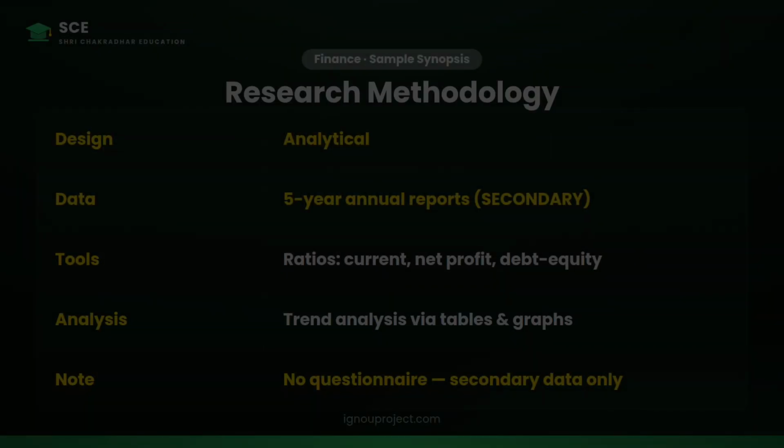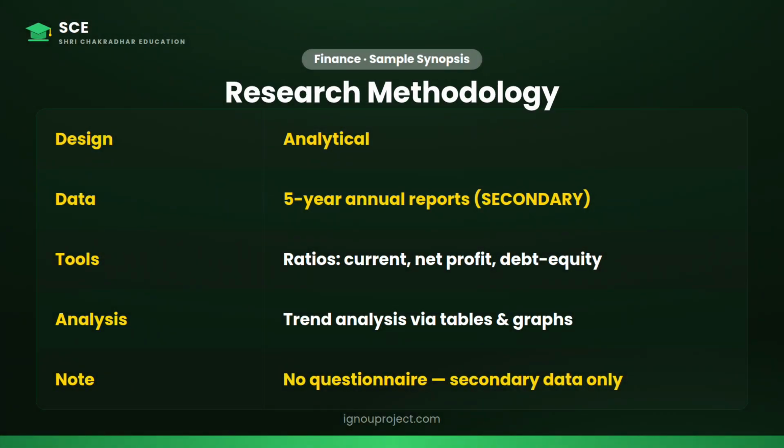Now, the research methodology. The research design is analytical because we analyze existing financial data. This study relies mainly on secondary data: the audited annual reports, balance sheets, and profit and loss accounts of the selected company for the last 5 financial years, taken from the company's published reports. The tools of analysis are financial ratios, such as the current ratio, net profit ratio, and debt-equity ratio, along with trend analysis presented through tables and graphs.